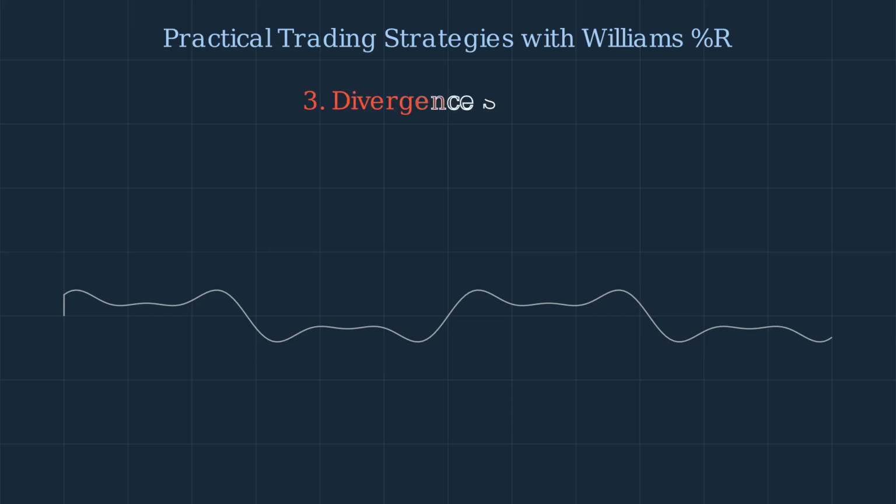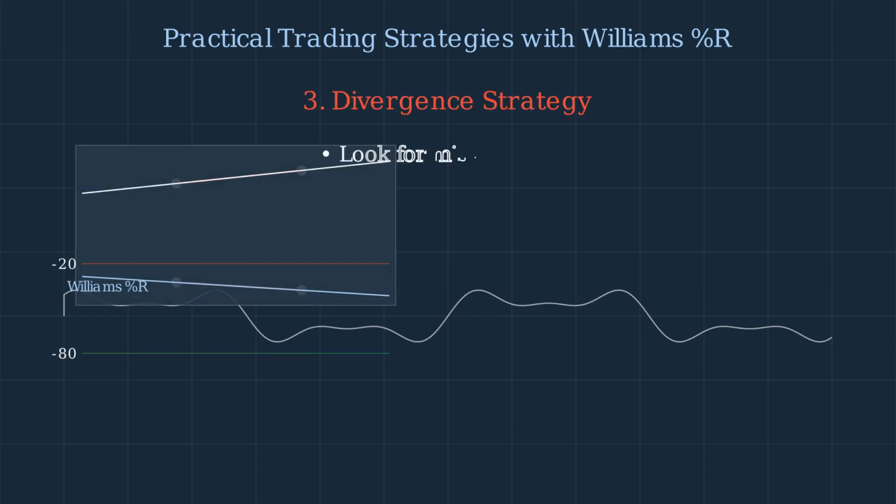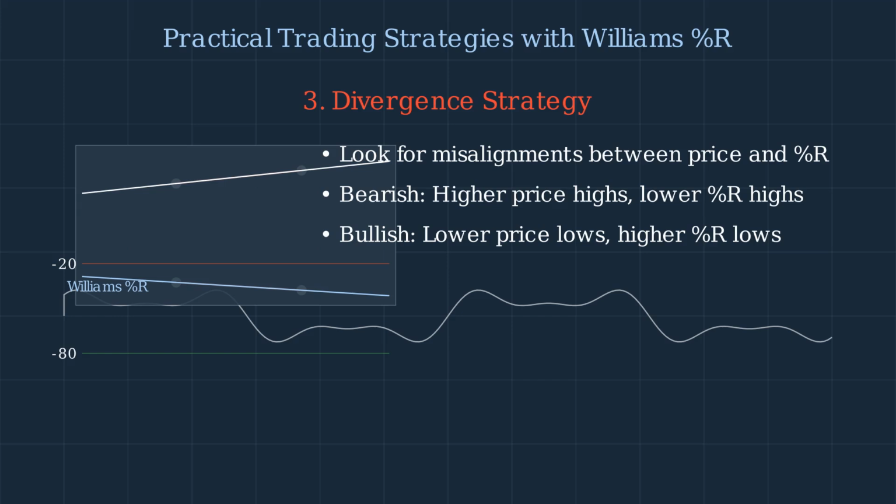The divergence strategy looks for misalignments between price movements and indicator behavior. A bearish divergence occurs when price makes higher highs while Williams Cent R makes lower highs, suggesting weakening momentum. Conversely, a bullish divergence appears when price makes lower lows while Williams Cent R makes higher lows.